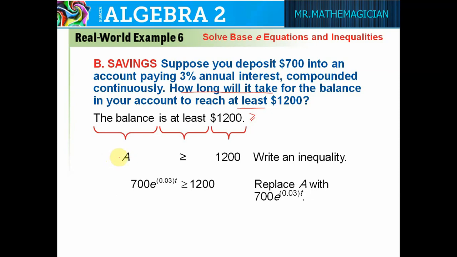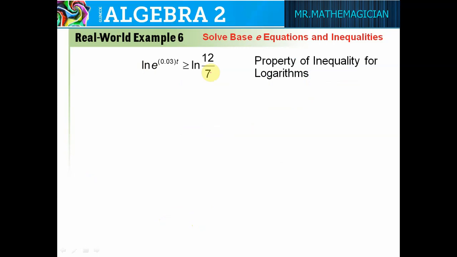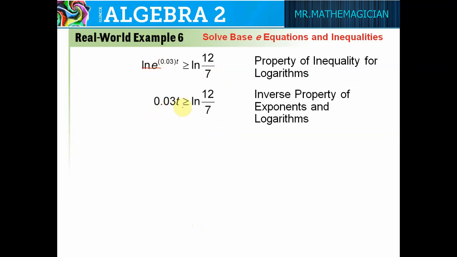This is the A. We know that the A, it was the rule P times e to the power of RT. So the 700 e to the power of 0.03 times t should be bigger than or equal to 1,200. Now let's divide by 700 for both sides. This will give you e to the power of 0.03t greater than or equal to 12 over 7. Now we can take ln for both sides, so that ln will cancel the e, so it will give you 0.03t greater than or equal to ln 12 over 7.